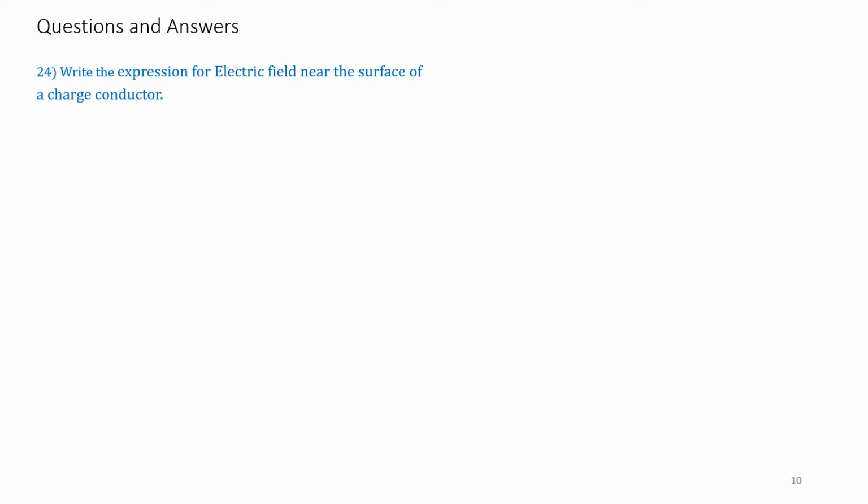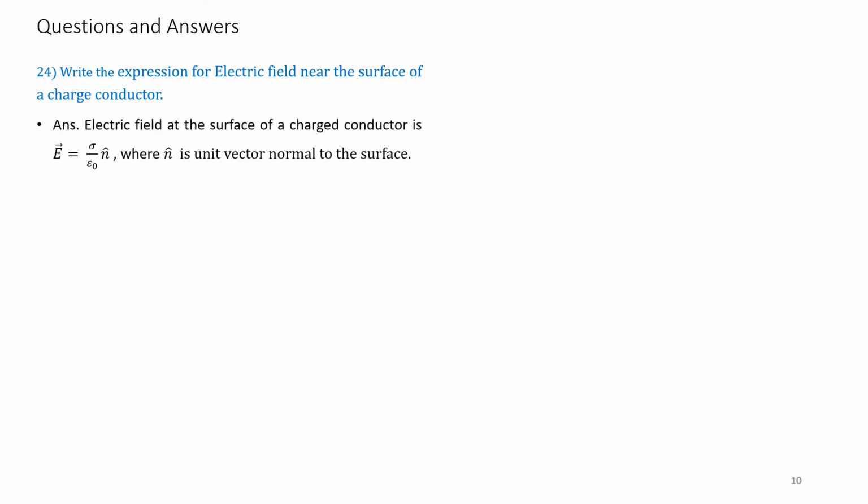This means electrostatic potential is constant throughout the volume. Question number 24. Write an expression for electric field near the surface of a charged conductor. Answer. Electric field on the surface of a charged conductor is given by E is equal to sigma by epsilon naught into n hat, where n is a unit vector normal to the surface.